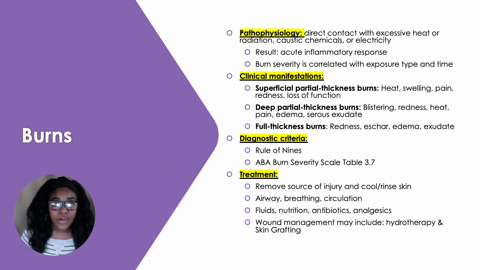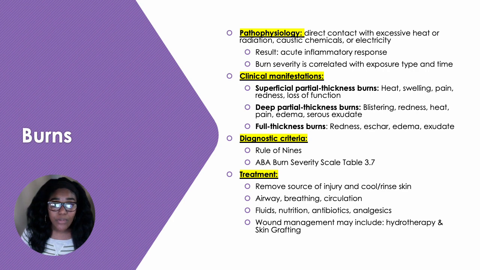Here we have burns. The pathophysiology for burns are direct contact with excessive heat, radiation, caustic chemicals, or electricity. It can be severe, and it depends on the type of exposure and the amount of exposure, the time of exposure. So burn severity is directly correlated with that. And again, as a result, when someone is burned, you have the acute inflammatory response that is started.